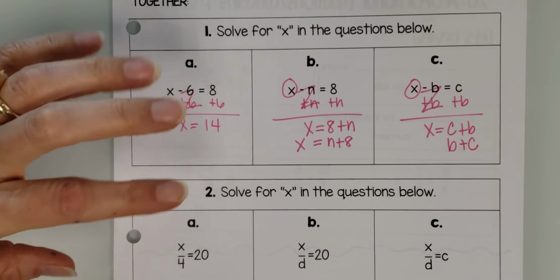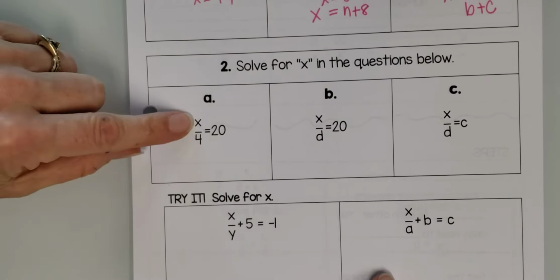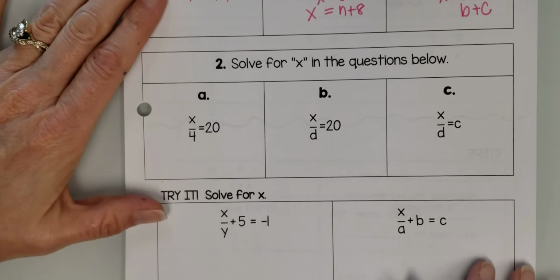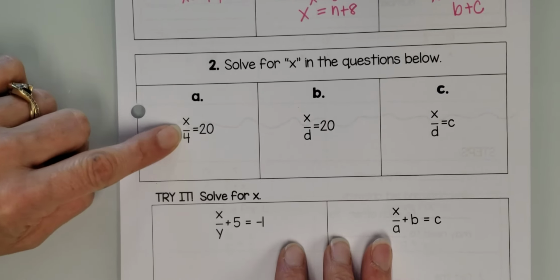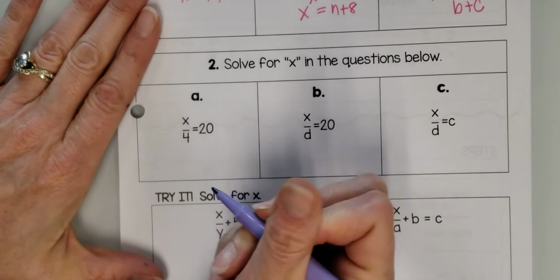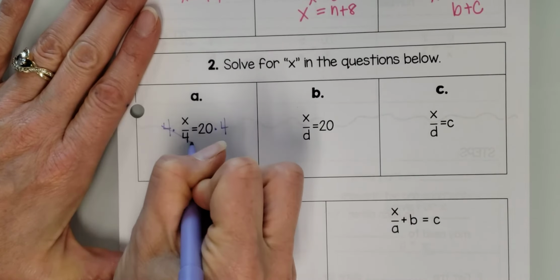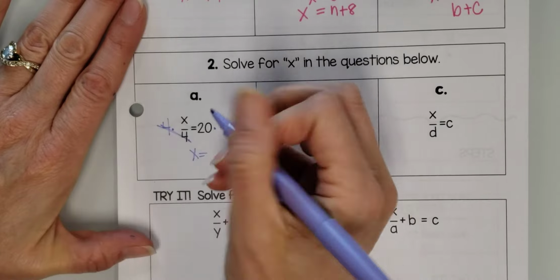Let's do these ones right here, they're not all the same step. Okay, we're just practicing. So in this case, I don't know if you remember from the bingo, this is x divided by 4. So the opposite of dividing is multiplying. Remember, I'm solving for x. So times 4, times 4. Those cancel out. And I get x equals 20 times 4, which is 80.